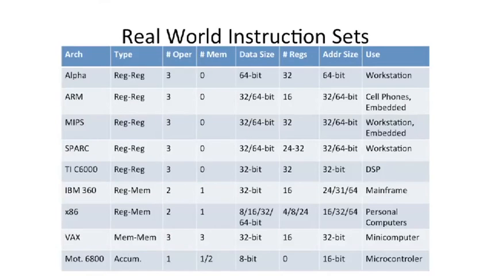Sort of similar. Workstation embedded. Spark is another instruction set. This is what Sun originally used or used to use. It was an outgrowth of the RISC-1 and RISC-2 sort of architectures. It has, well, this one's interesting. Between 24 and 32 registers, depending on how you look at it.